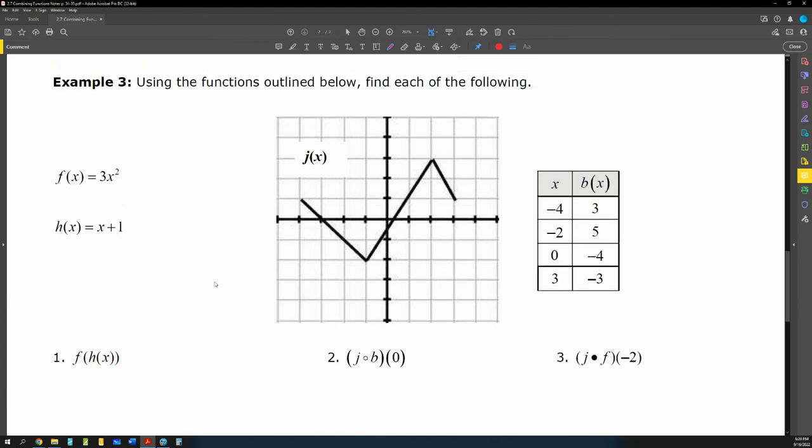Let's go ahead and use these functions below to find each of the following. First, we have f of x, the equation 3x squared. We have h of x, the equation x plus 1. j of x, the graph here. And b of x, the table of values.